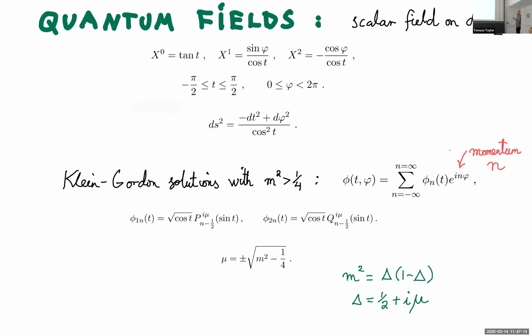So the mass is related in this way to the dimension delta, and the Klein-Gordon equation reduces essentially, after some work, to a Legendre equation, and you have 2 solutions as usual. It is a second order differential equation for each mode n. So these are solutions labeled by n, and additionally we have this parameter mu, which is fixed and corresponds to the mass of the particle.